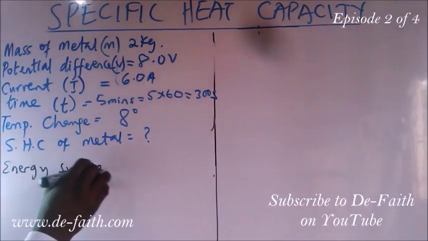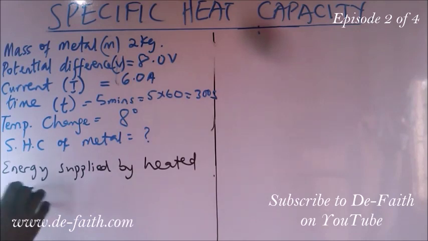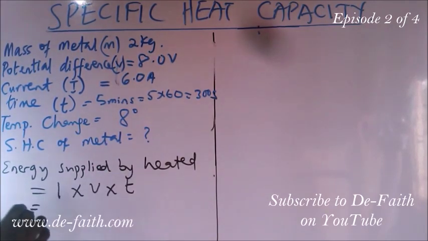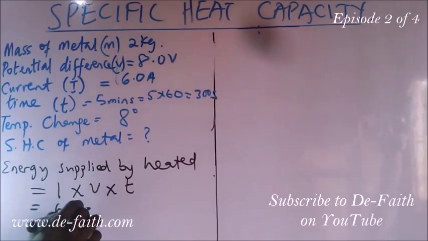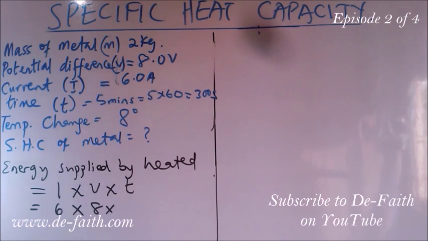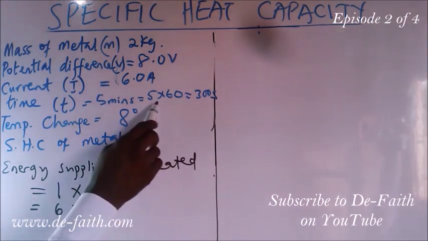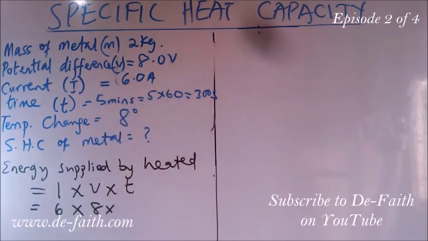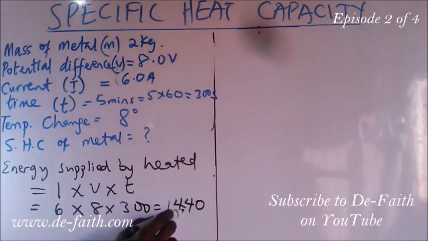So energy supplied by the heater here is taken as current times voltage times time, where I is 6, voltage is 8, and time we're given 5 minutes. And because we need to work in the SI unit, we convert it from minutes to seconds. So that's 5 times 60, making 300. So times 300. And so we are left with 14,400 joules of heat that was supplied by the electric heater.